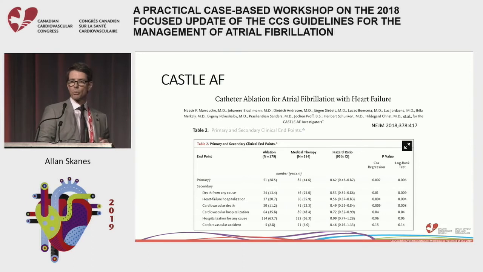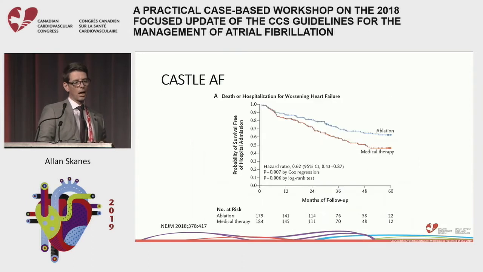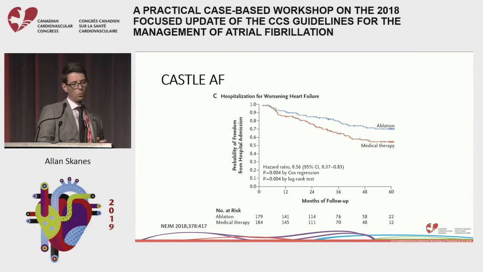About these patients and what we should be doing with them, and there was quite a bit of discussion that occurred. I want to show you a couple of details, and then I want to show you a little bit of criticism. So when they looked at death or hospitalization, ablation did better. When they did hospitalization for worsening heart failure, you can see the reduction, almost 50% reduction.